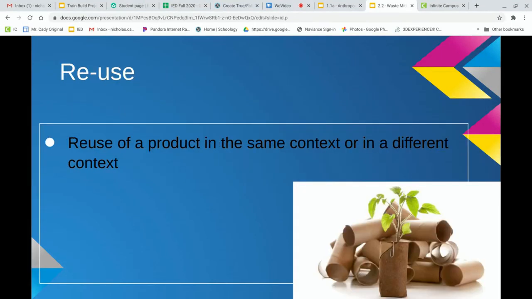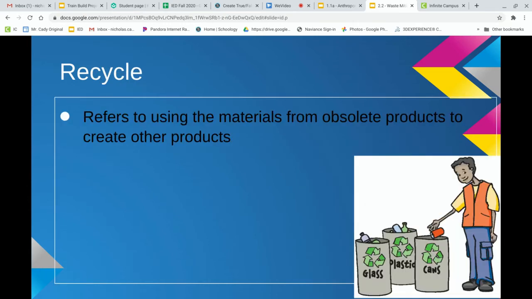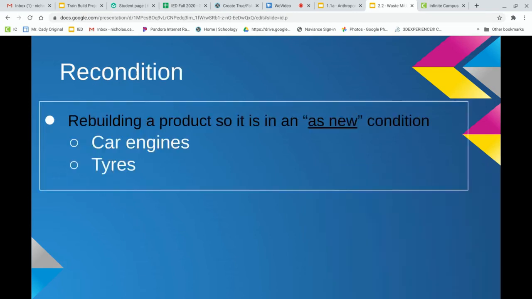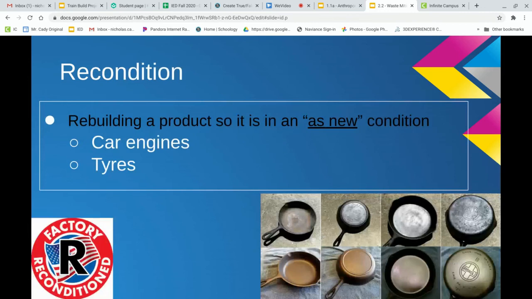Okay, so here's a couple key terms. They come from IB. Reuse: use of a product in the same context or in a different context. So reusing a product. Recycling refers to the use of materials from obsolete products to create other products. Repair: the reconstruction or renewal of any product or an existing structure or device. Recondition: rebuilding a product so it's in an as new condition. Car engines are known for this, and tires also.